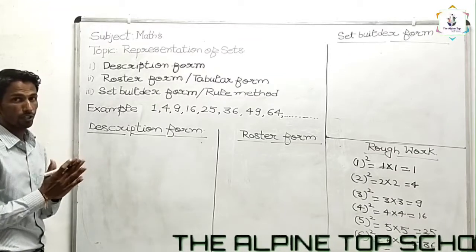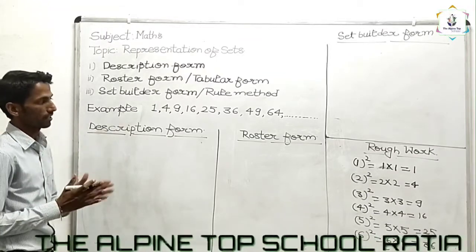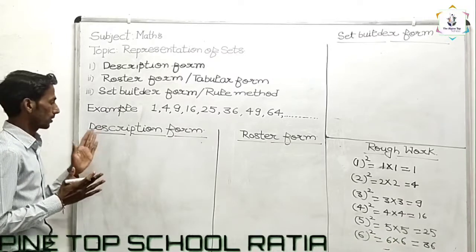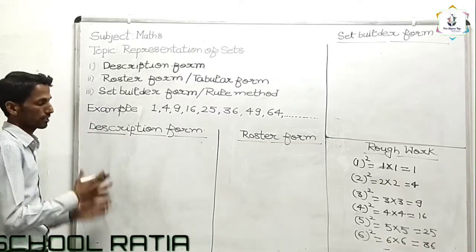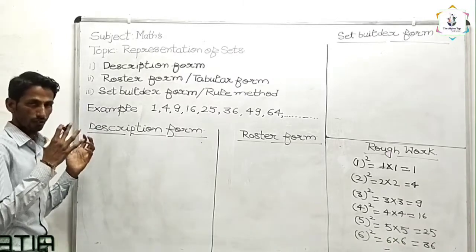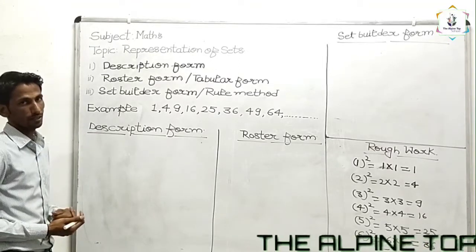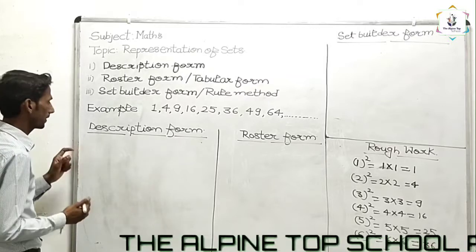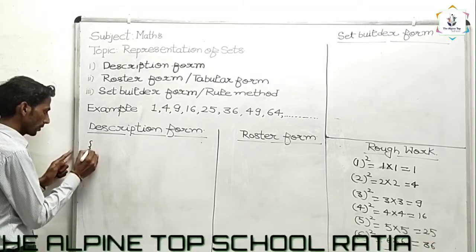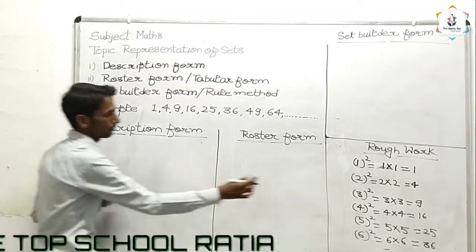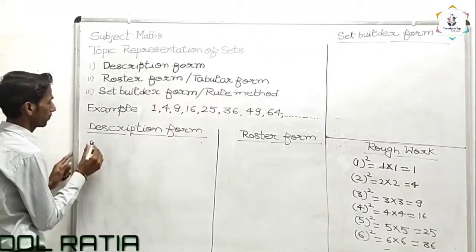But whenever you are going to write any type of set in any type of form, you must enclose the description, whether in the form of words or numbers, in a curly bracket like that. Firstly, I am going to create a curly bracket. Now, whatever I have observed from the rough work, I have to note it here.